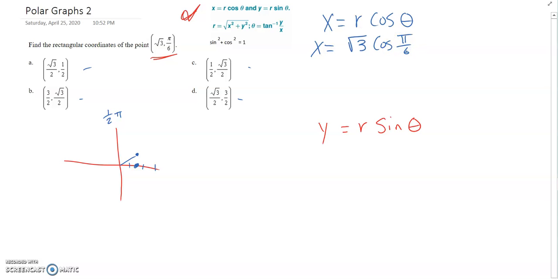And plug that in our calculator. Let's see what we get. Square root of 3 times cosine of pi over 6. It should be 1.5, so 3/2.